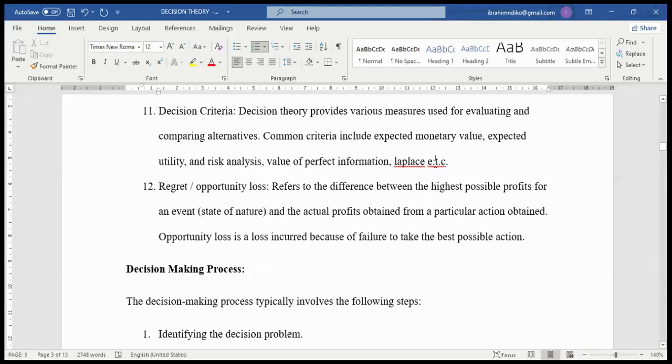Now we can talk about regrets or the opportunity loss. When you talk about regrets in decision theory, we mean opportunity loss. So regret means opportunity loss. Now a regret, so a person might. So this is a situation.